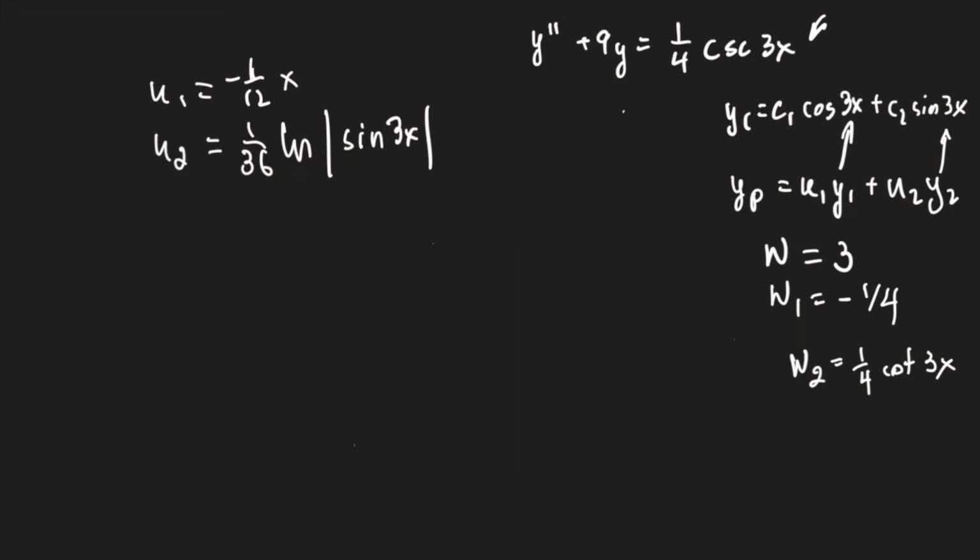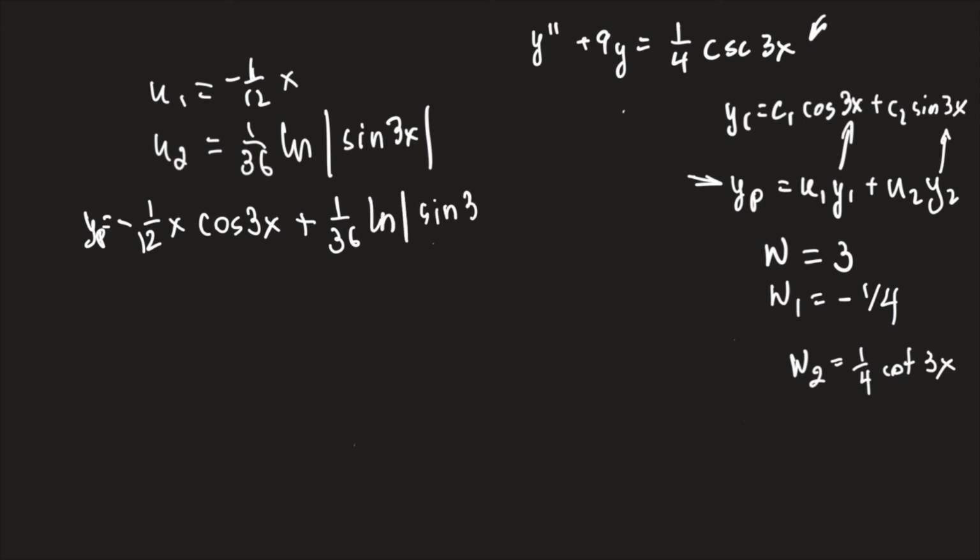Now that we have U sub 1 and U sub 2, we can go ahead and plug them into my y sub p. So U sub 1 is negative 1/12 x times y sub 1, which was cosine of 3x, plus U sub 2, which is 1 over 36 ln of sine of 3x, times the function y2, which is sine of 3x.